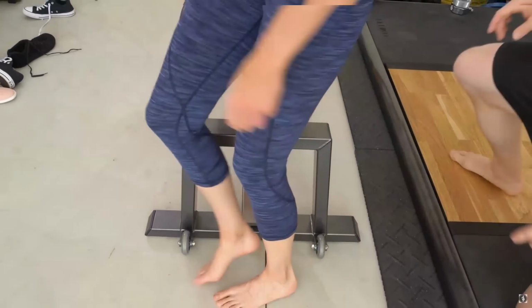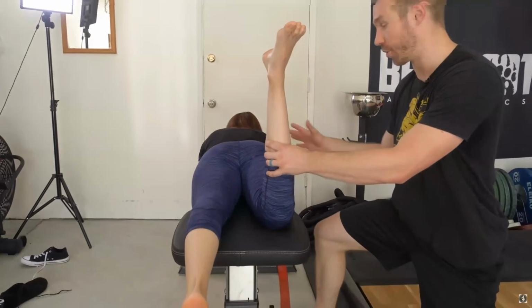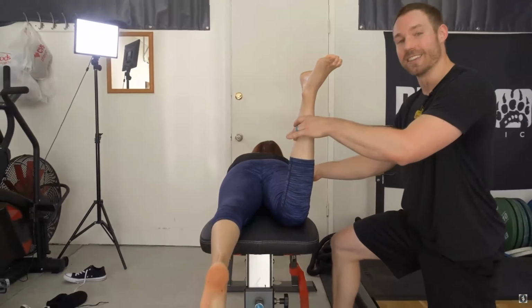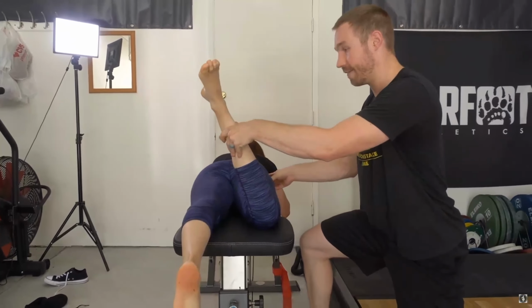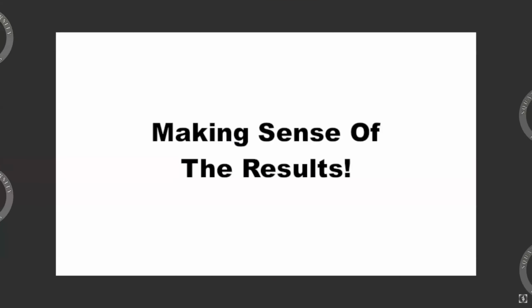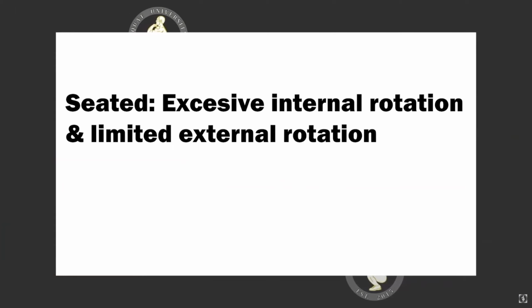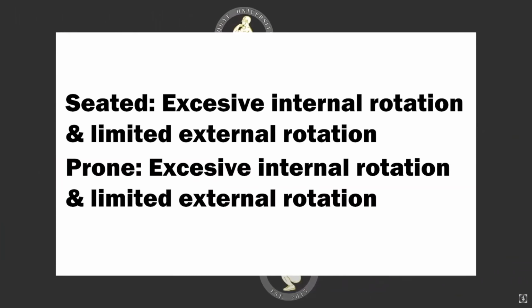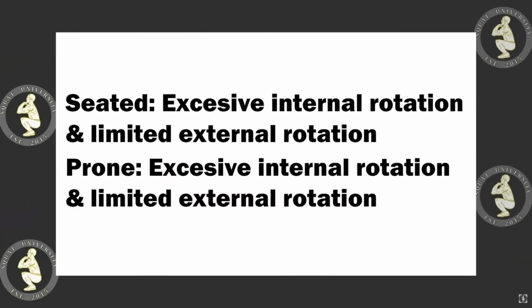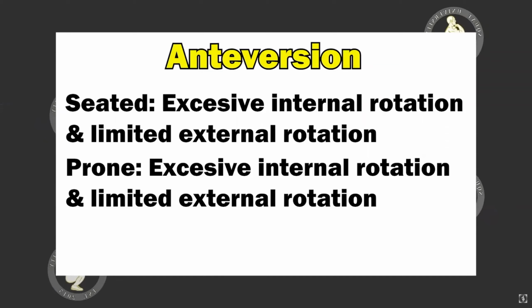Let's go over on your stomach. We have to also look at your body's ability to produce hip internal and external rotation in a prone position, lying on your stomach. In this position, she has, again, very limited external rotation and excessive internal rotation. If this is you and you have excessive internal rotation and limited external in seated, and limited external and excessive internal also in a prone position, we can say it's because you have anteversion in your hips. So your pelvis is more aligned at an angle.